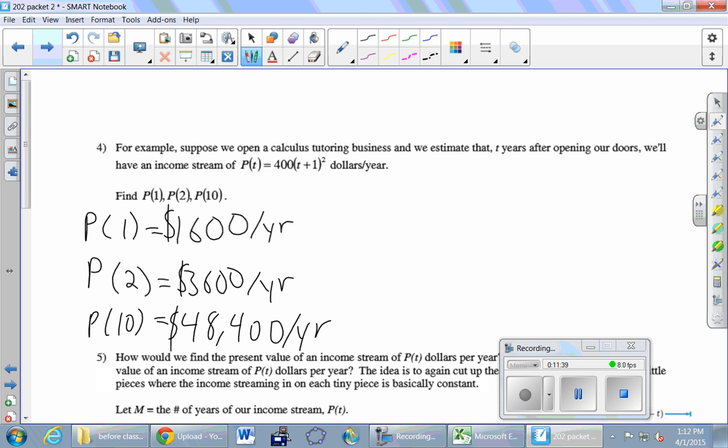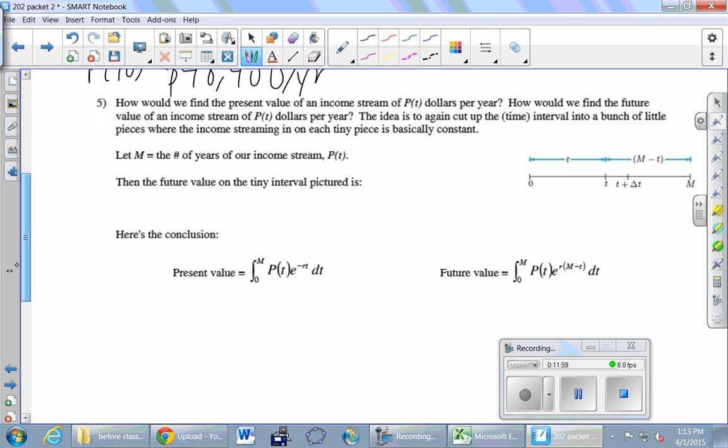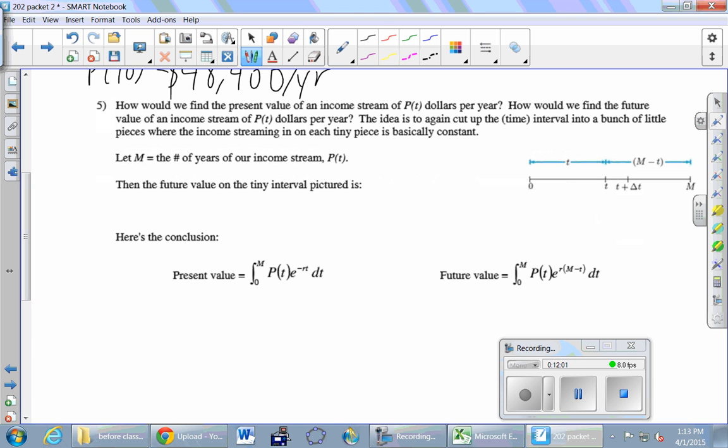So we could maybe find how much money comes in a year. I think that's exactly how we would find it: you could find the area under the curve for the first year. That would tell me how much money came in. This is just one moment in time, 1,600 per year, just for that moment. All right, number 5, Alex.